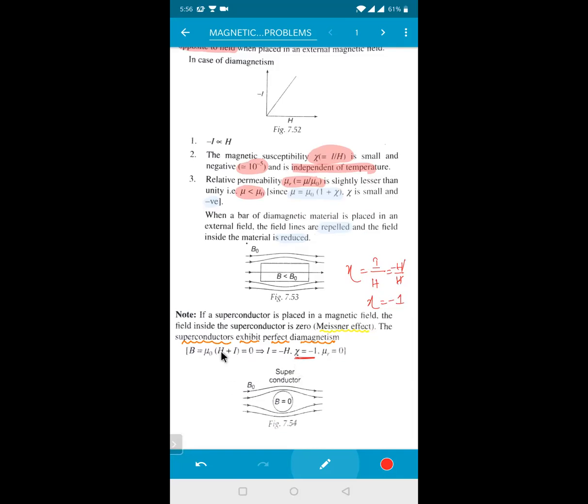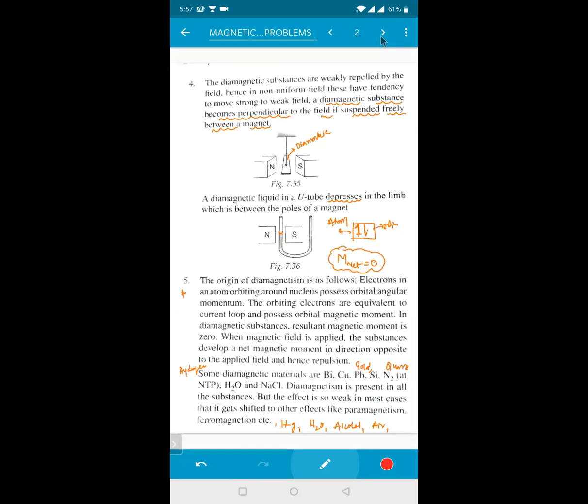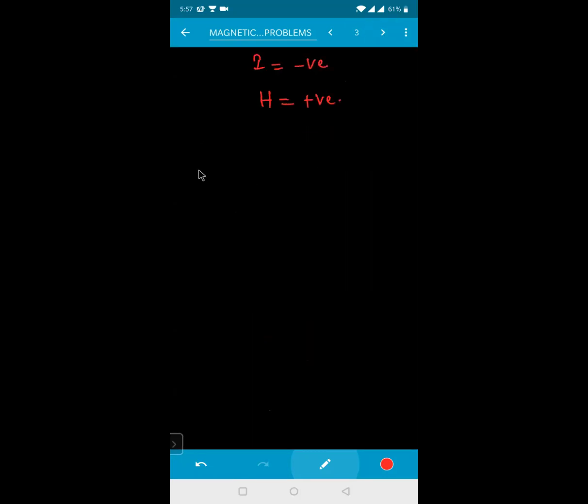Positive. So if the net magnetic field is absent, then the intensity of magnetization becomes the negative of the magnetic field. And the graph of intensity versus H will be a straight line passing through the origin. Like if I ask you to draw the graph of susceptibility, see this one.